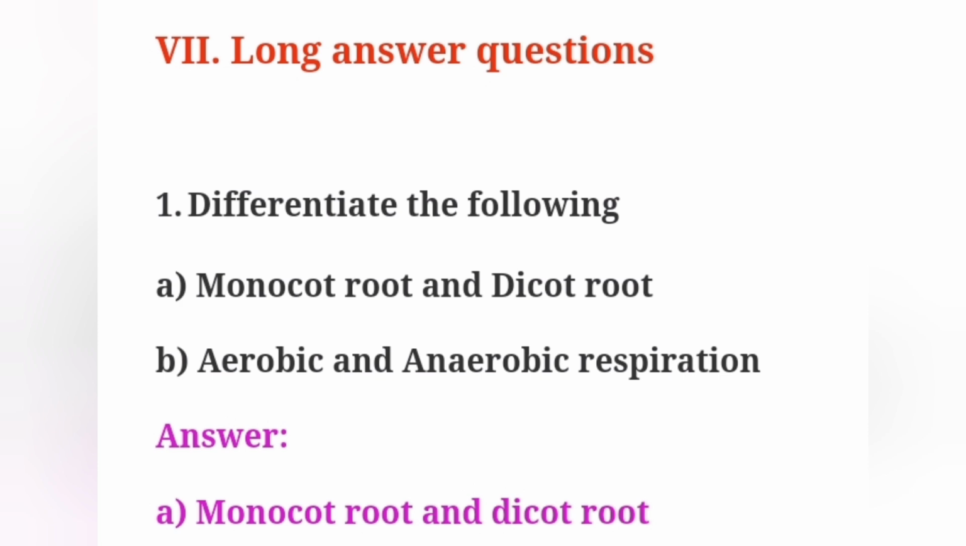Seventh Roman letter, long answer question. First question, differentiate the following: A, monocot root and dicot root. Then B, aerobic and anaerobic respiration. First one, option A, monocot root and dicot root.